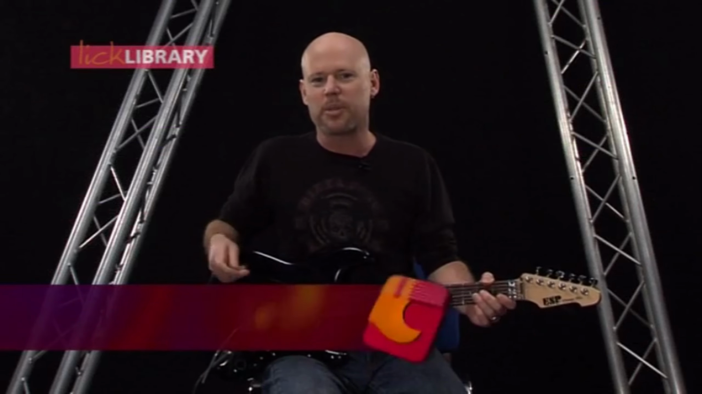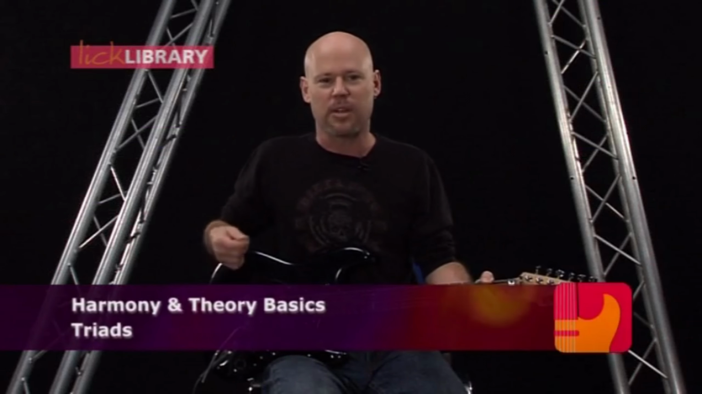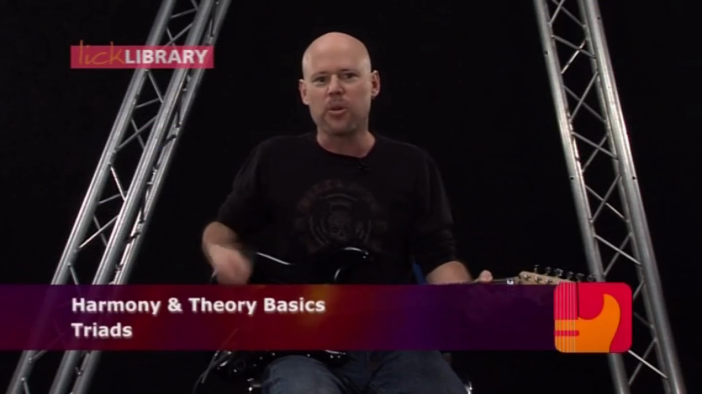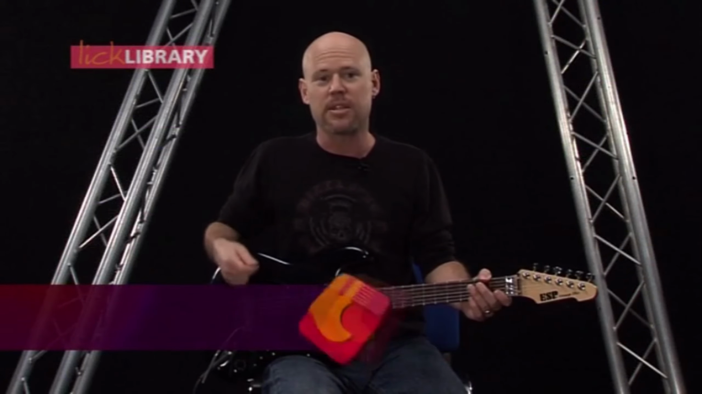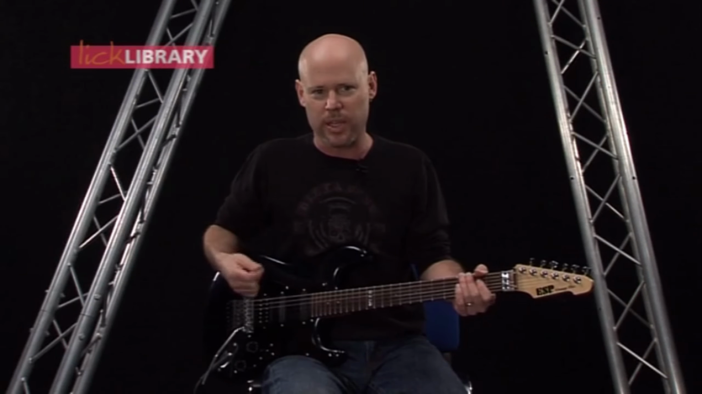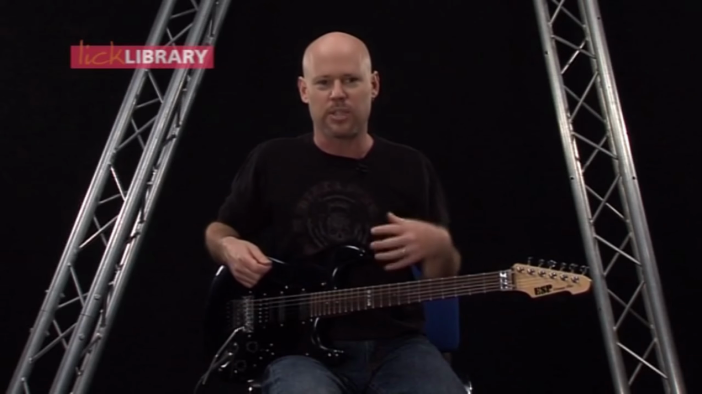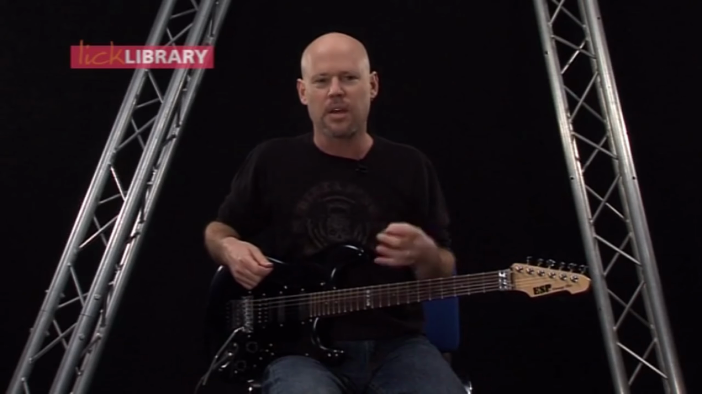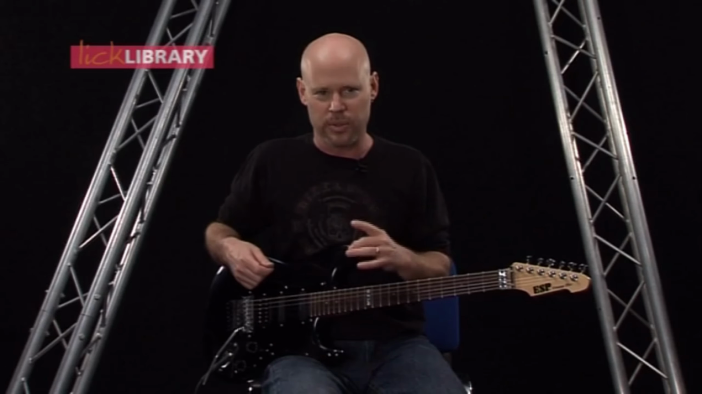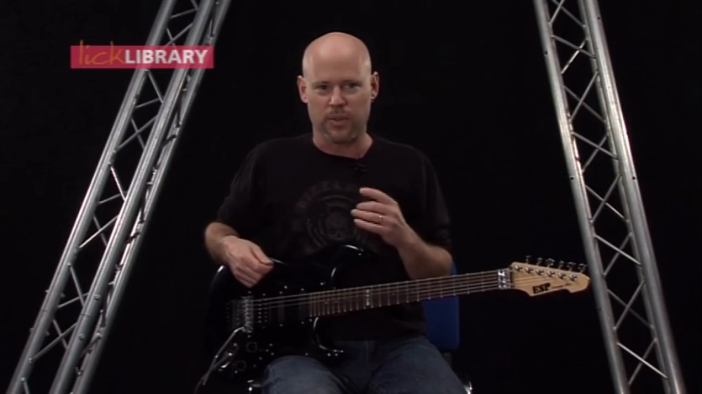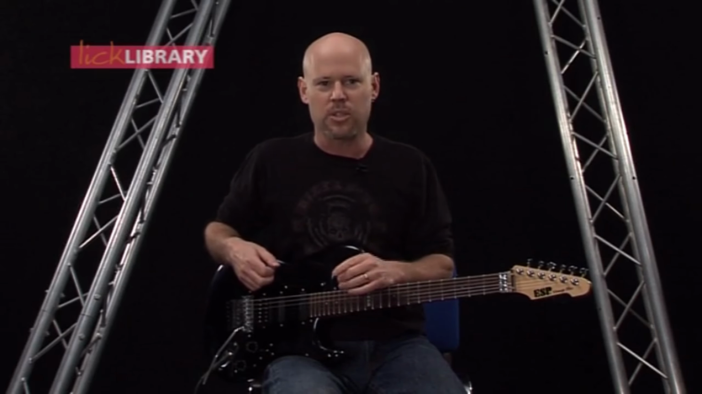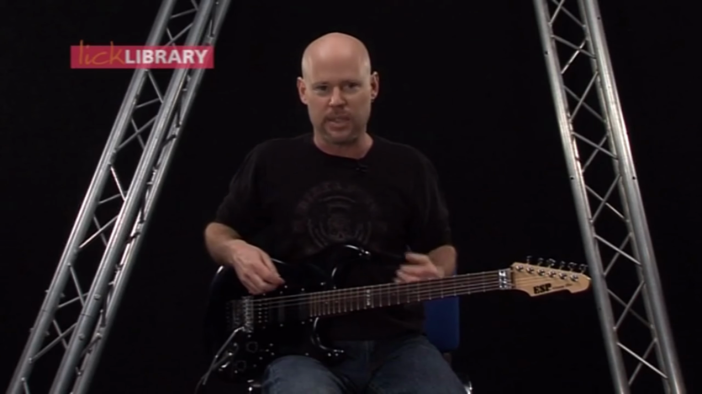Well, so far we've talked about scales. Now we're going to talk about chords. Most basic chords consist of a specific arrangement of 3 notes called triads. A triad consists of a root note, which gives the chord its letter name, a third interval above the root note, and a fifth interval above the root note. So we're going to learn some triads in the key of A.